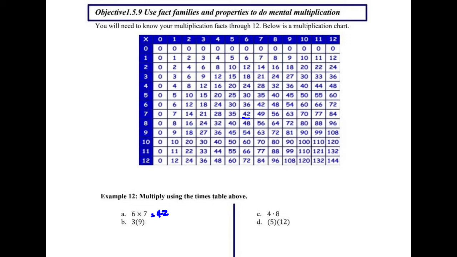Okay, so next, 3 times 9. I'm going to go to the 9th row and go over to the 3rd. I choose the bigger number and then go across the fewer number of columns. That's just how I choose to do it. So on C, I would go to the 8th row and go over 4. 1, 2, 3, 4. There it is. And the last one here, 5 times 12, so 12, go over to the 5th. There it is, 60.